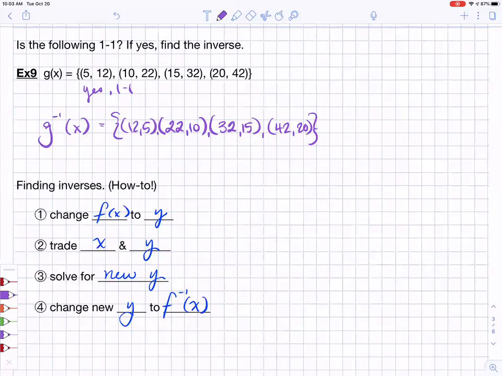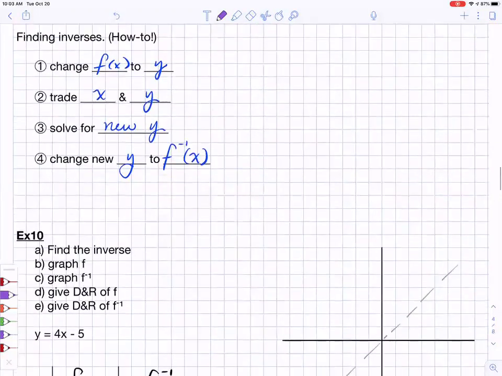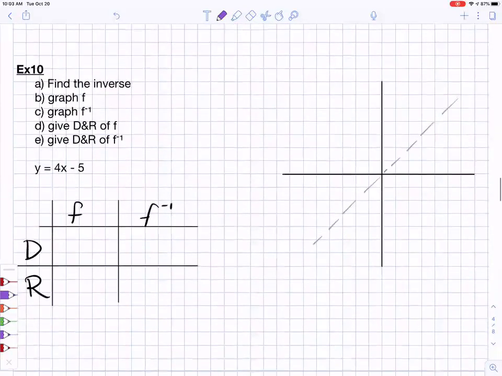All right. How do you find inverses? If I tell you, here's a function, go find the inverse, how do you do that? So here's a how-to. Keep it handy. I'll direct you back to this as we work through the next example.